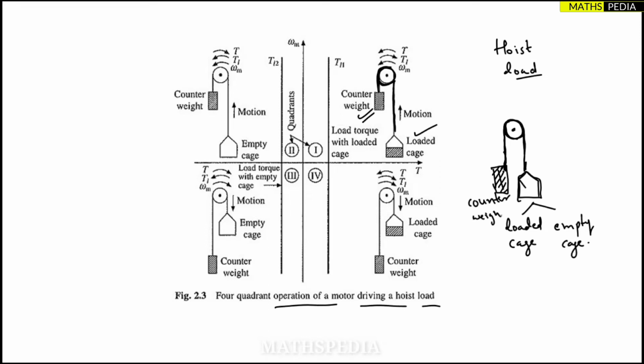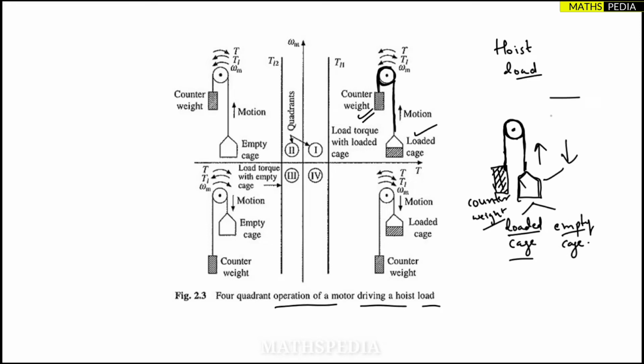Okay, counterweight. Now this cage, why are we using a cage? A cage is nothing but a means to transport material or a person, a working man, a laborer, from one level to the other level. It can be upward or downward, any direction is possible, whether we are taking a loaded cage or an empty cage.